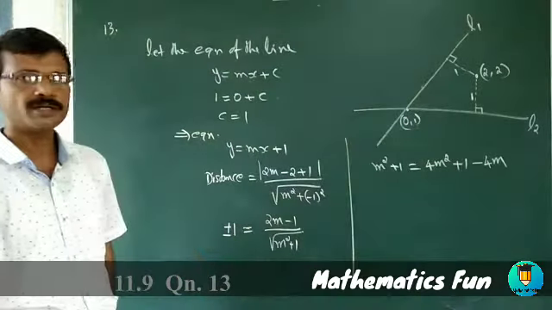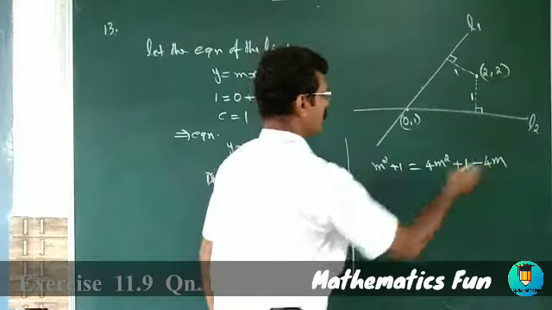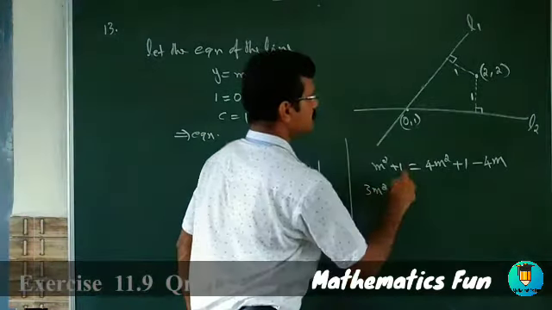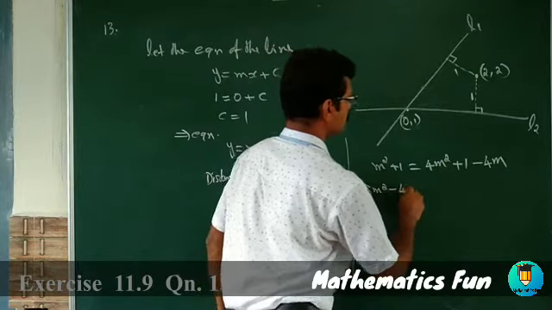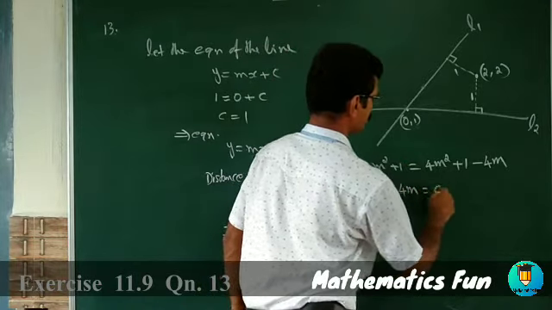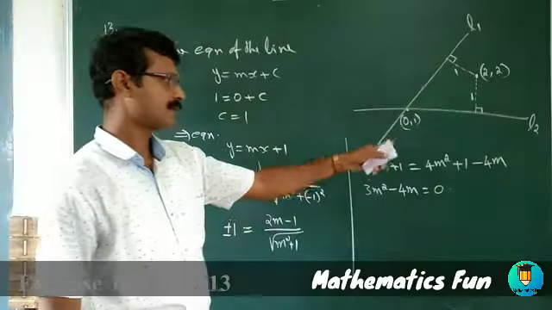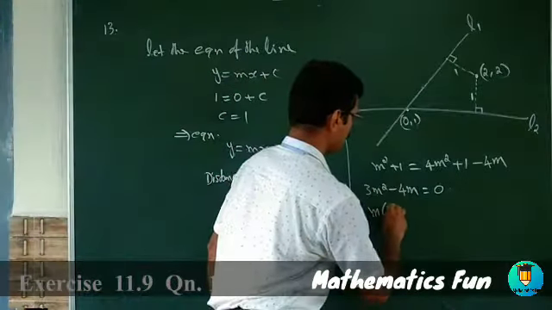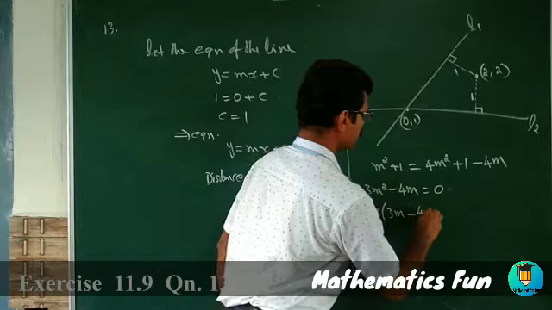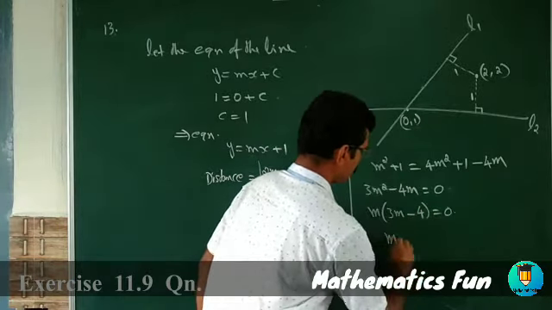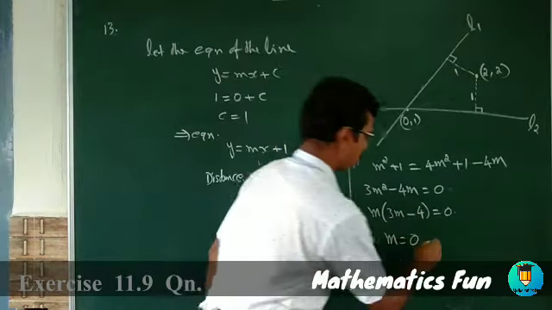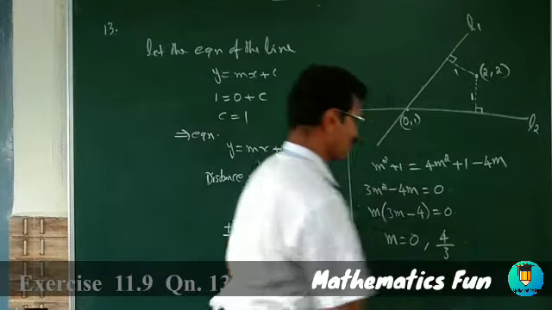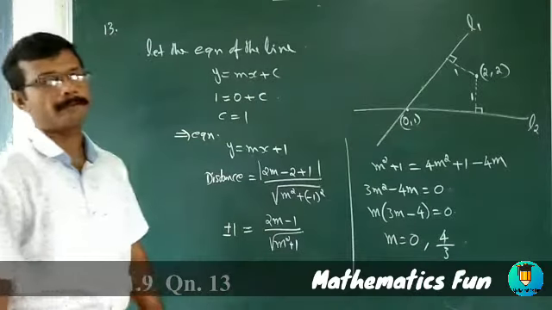Here I have written the formula. I will simplify it. All the terms I am bringing one side. 3m square minus 4m is equal to 0. Here I can take m common. So 3m minus 4 is equal to 0, and getting the value of m is 0 and 4 by 3. I got the two values of m.